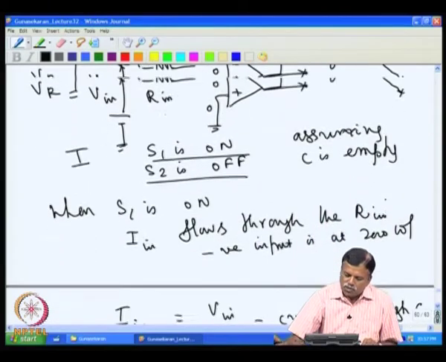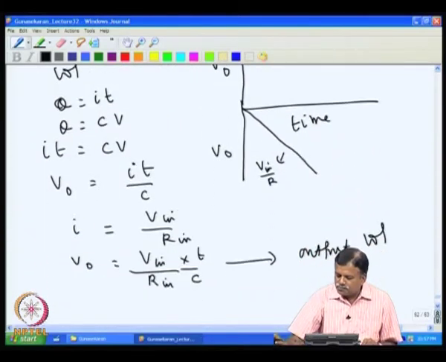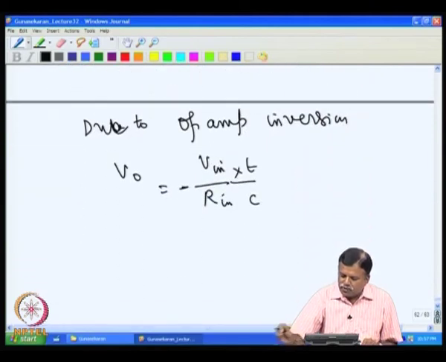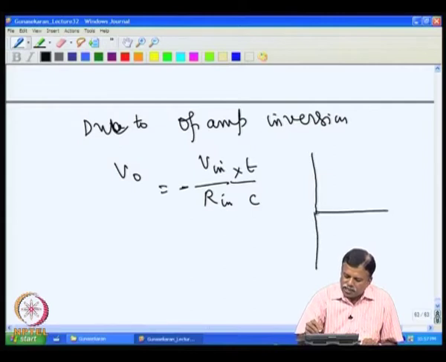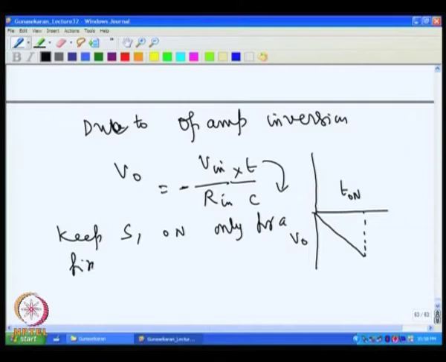Now, you keep this switch S1 on for a fixed amount of time t, so that the output voltage reaches some value and then it stops. So, what essentially happens is that I limit the time t. This is voltage and this is the time. The output voltage goes here and I keep this on only for t on. So, t is actually limited. Keep S1 on only for a fixed time, that is t on.